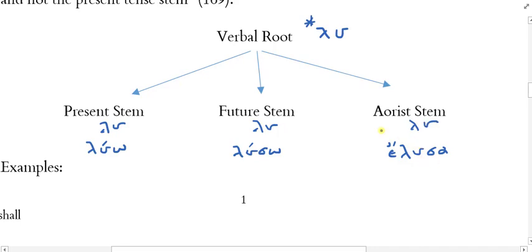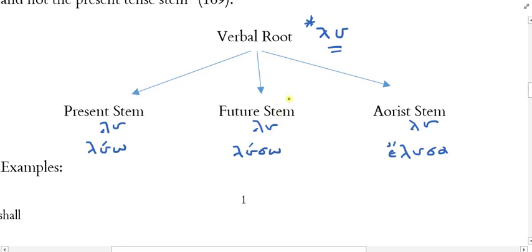Now, what does that mean? Should I think of the future stem as really just being derived from the present stem? And since the present stem is lu, the future stem took the present stem, and that's what it used. No. And the aorist didn't take the present stem lu to form its stem either. Rather, all three of them took the verbal root lu and said, I'll use you for my stem. And that's why they all happen to look the same.